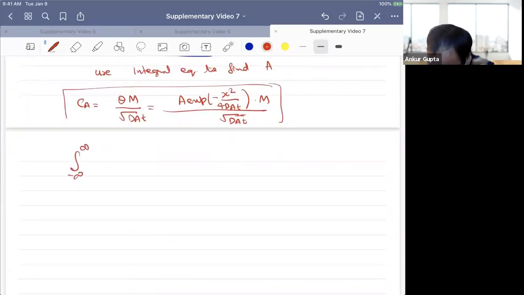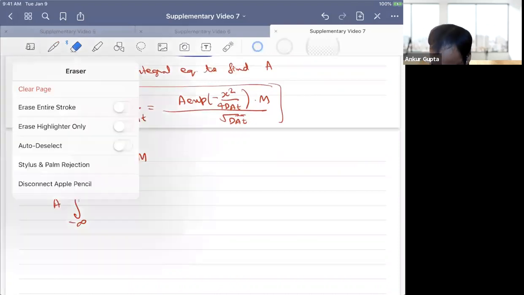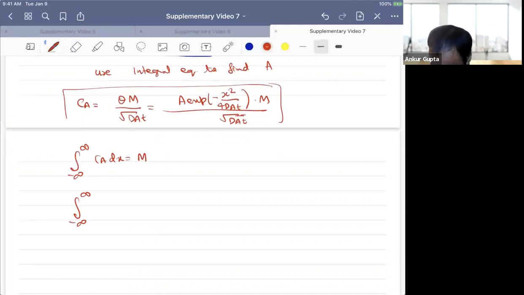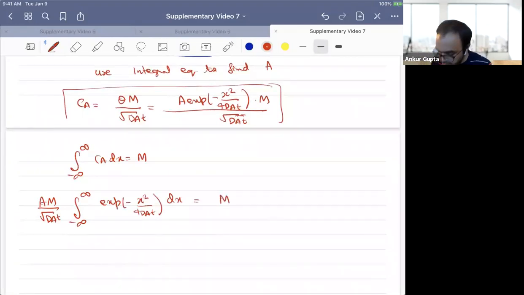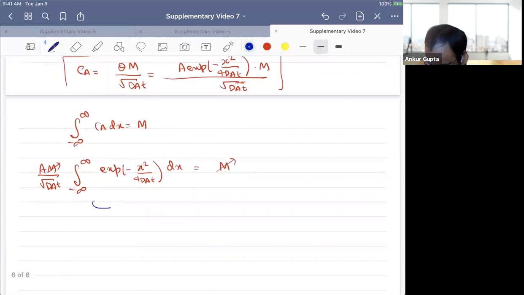Minus infinity to infinity, CA dx is equal to m. So this becomes minus infinity to infinity, A m by root dAt is outside, and this becomes exponential of minus x square by 4 dAt, dx is equal to m, right? So this is our equation. m gets cancelled here, you can see, right? And this integral, this was something which we had discussed in class 2, is equal to root pi. This is a very standard result.